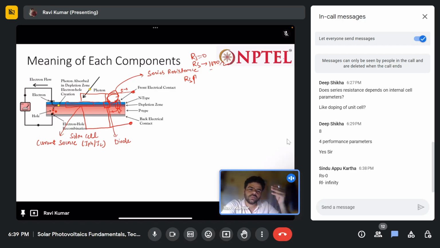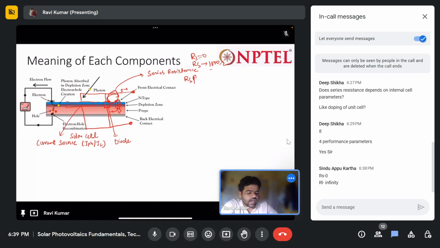You just need to imagine what is happening on the surface of the solar cell. So there is some finger breakage, some bus bar breakage. The path is not smooth for an electron to flow. So by just seeing one parameter, you can look into the physical phenomena occurring on the surface of a solar cell.